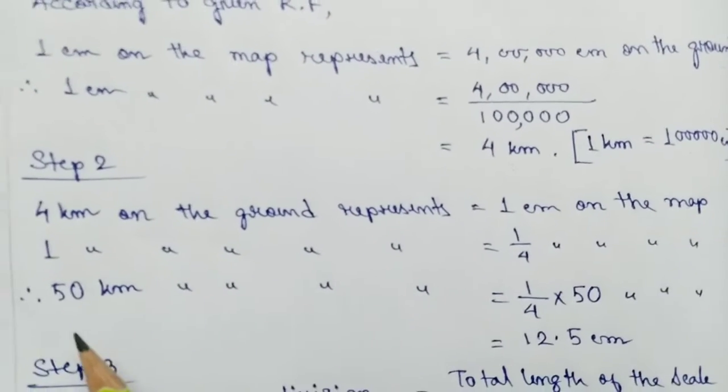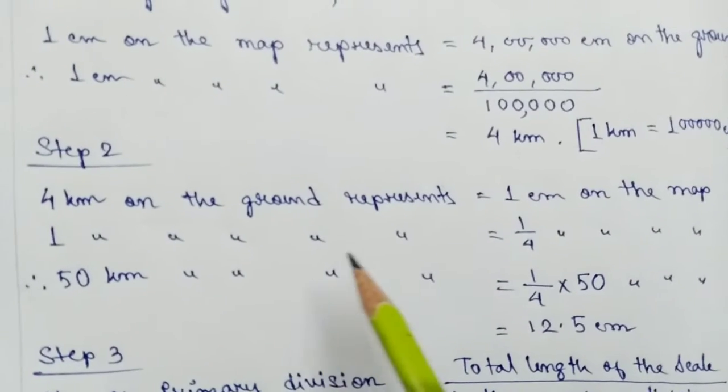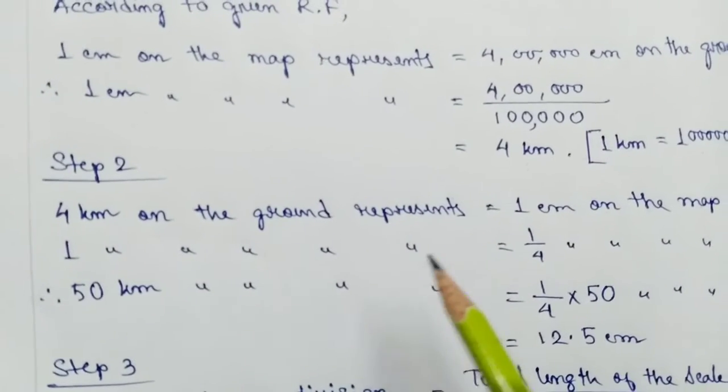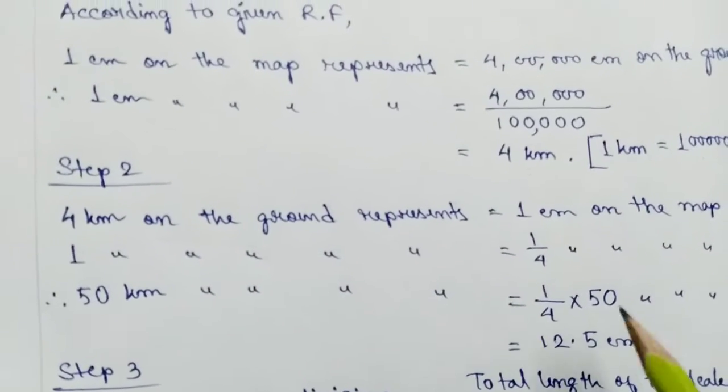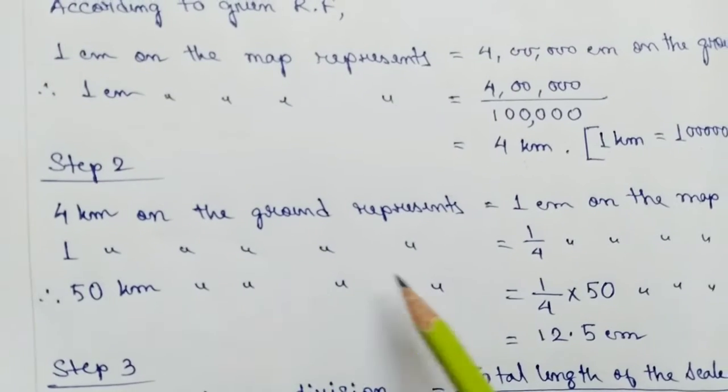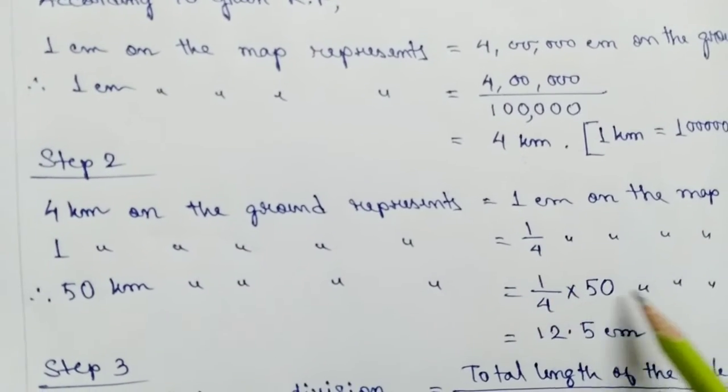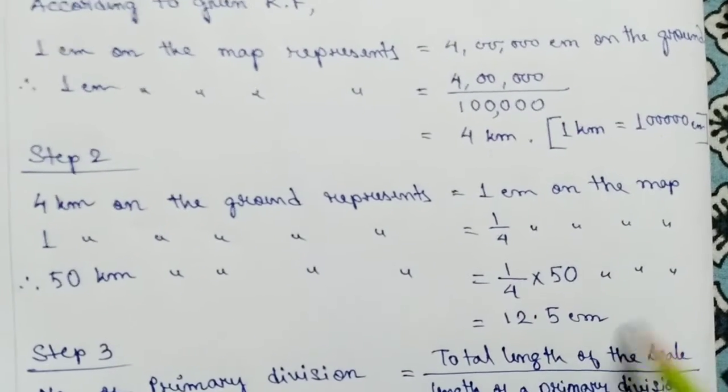And the question is asking us for 50 kilometer on the ground. The total length of the scale has been given in the question, 50. So we write here 50 kilometer on the ground represents 1/4 into 50, and we get 12.5.